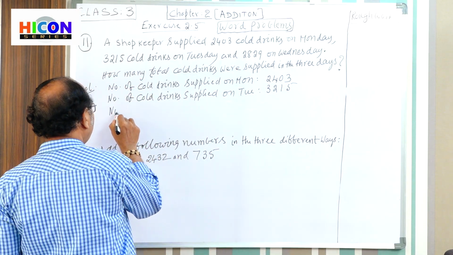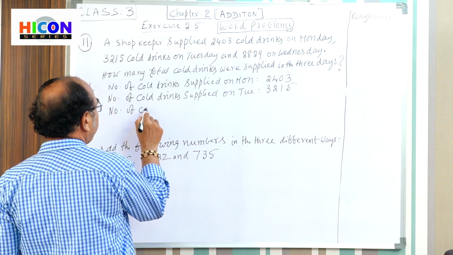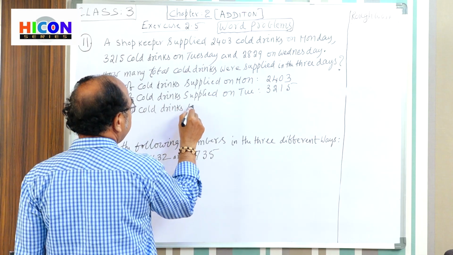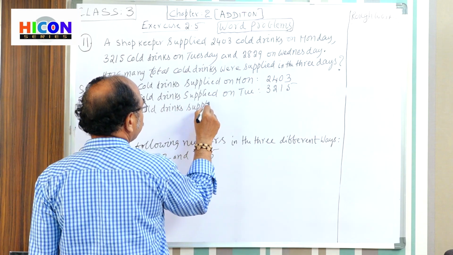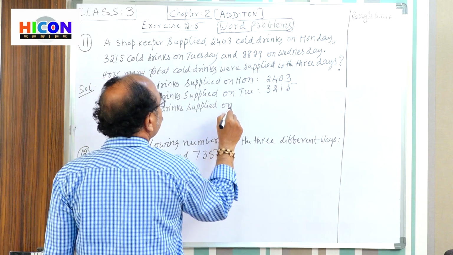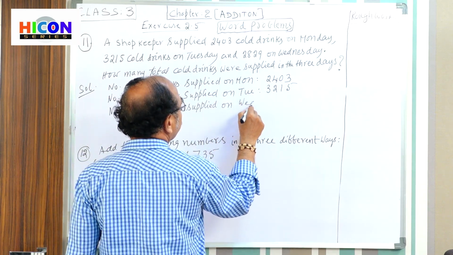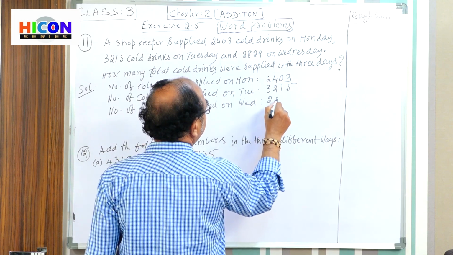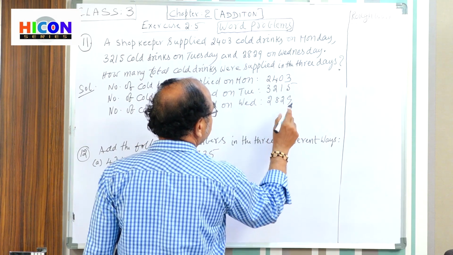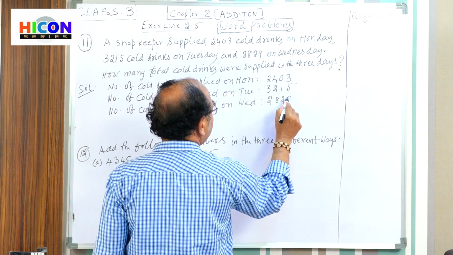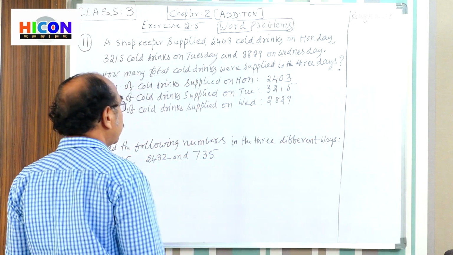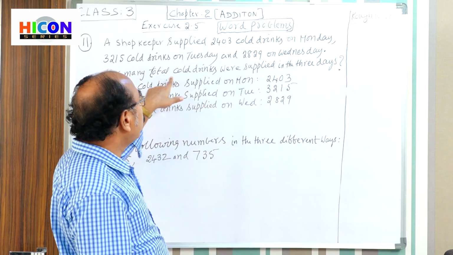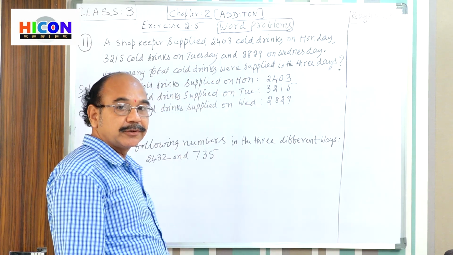Number of cold drinks supplied on Wednesday: 2,829. Write 9 properly. Now, what is he asking? How many total cold drinks were supplied in 3 days?